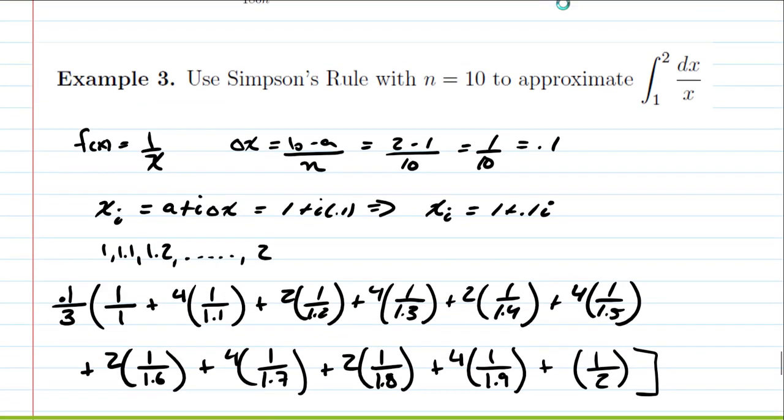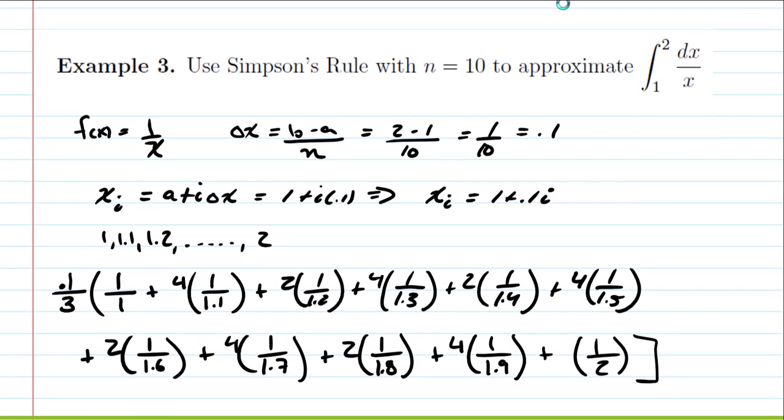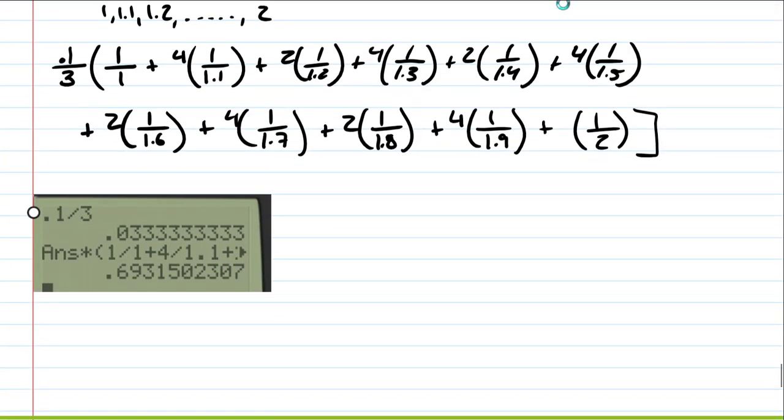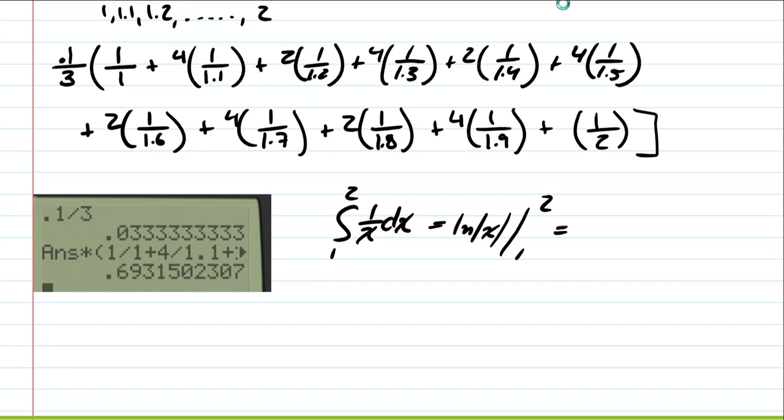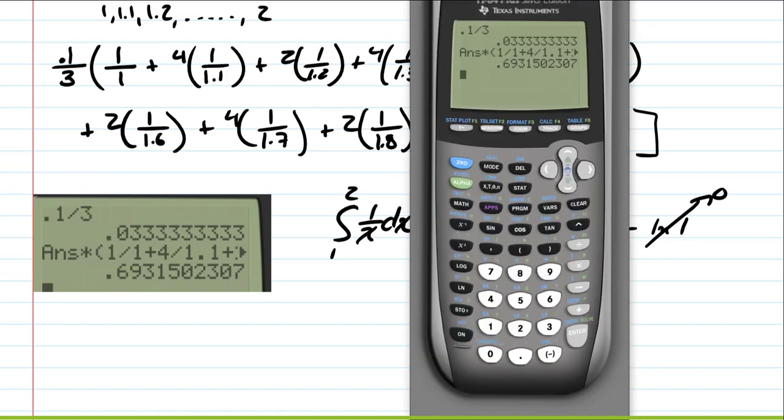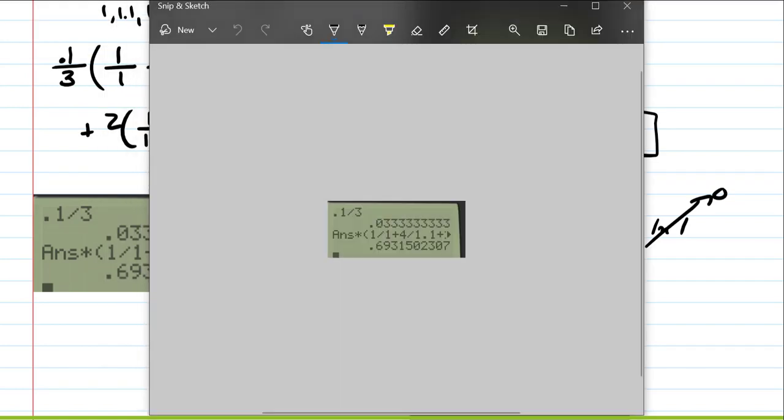So one thing we might note is we can exactly figure this out, right? Because we know what the integral from 1 to 2 of 1 over x dx is. That's the natural logarithm of the absolute value of x evaluated from 1 to 2. So that's the natural log of 2 minus the natural log of 1, and the natural logarithm of 1 is 0. So if we double check this, we can go to the natural log of 2 to compare our accuracy.